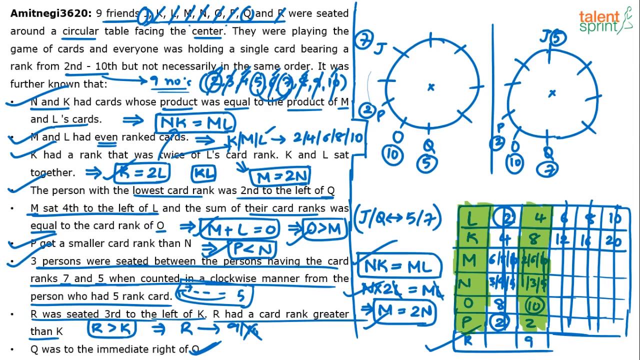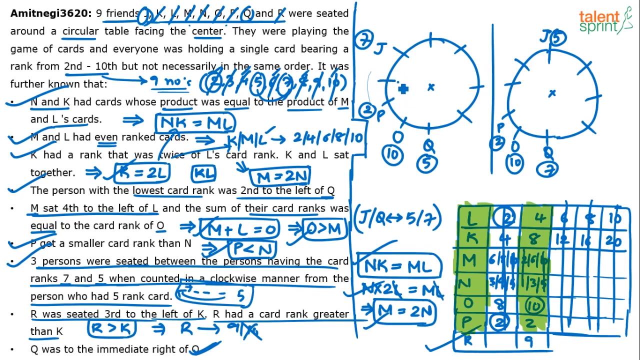M sat 4 to the left of L, R sat third to the left of K, and K and L are together. What do we do? M sat fourth to the left of L. So try out. In case 1, let's say this is case number 1 and this is case number 2. In case 1, let me try out. M sat fourth to the left of L. So let's assume this is L.